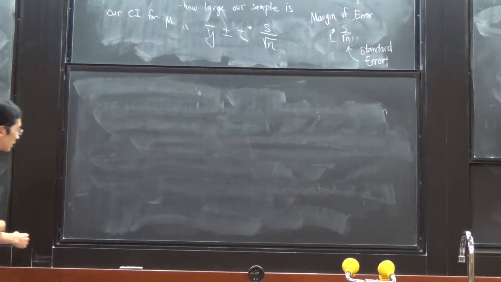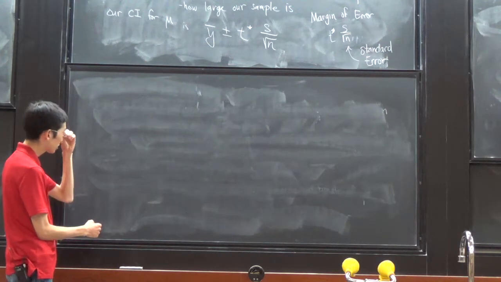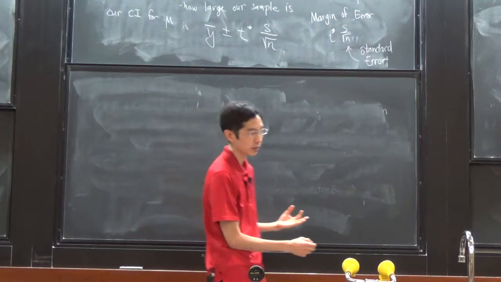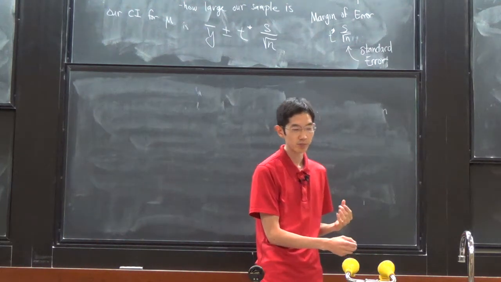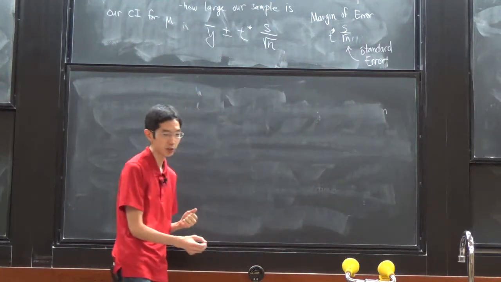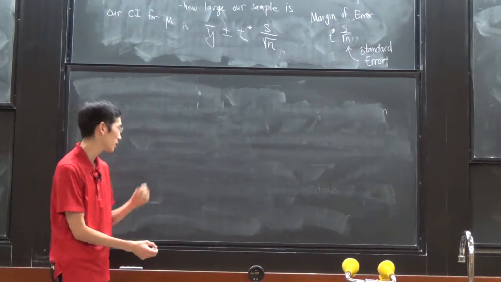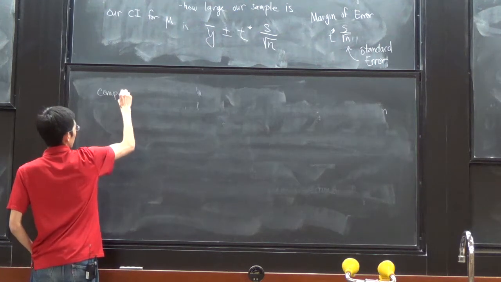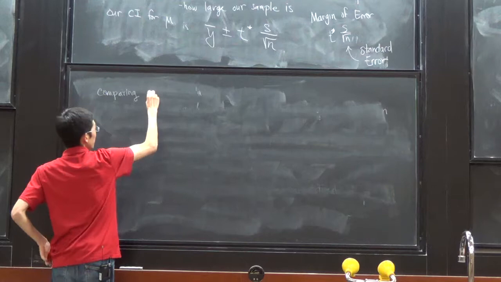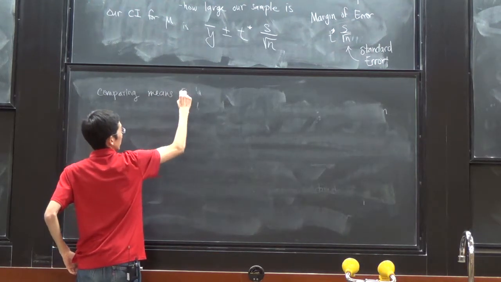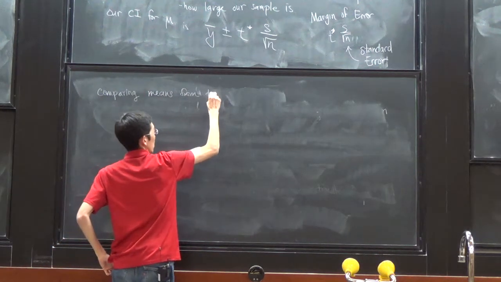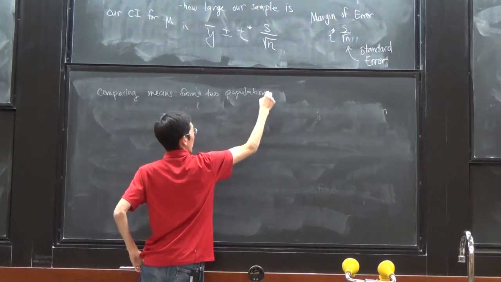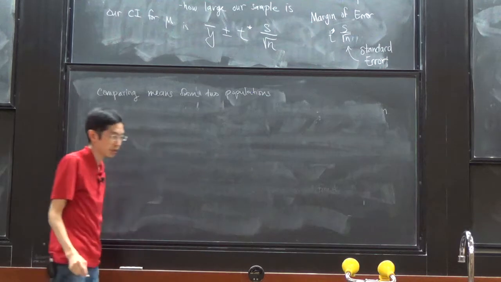So we're going to expand on this, and we're going to use confidence intervals to compare the means from potentially two populations based on two samples. So, comparing means from two populations.